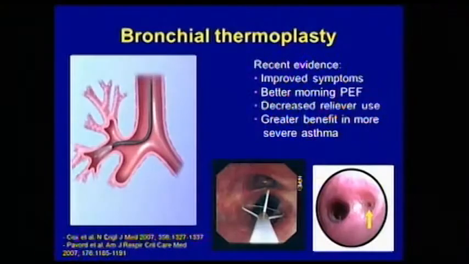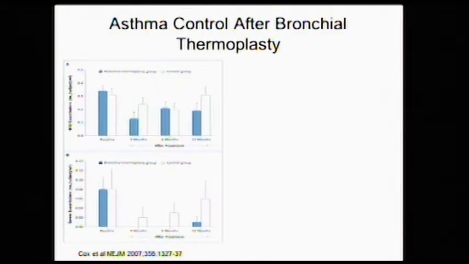I should also mention briefly bronchial thermoplasty. This treatment involves putting a heated probe into the airway and delivering thermal energy, which supposedly destroys the airway smooth muscle. It's shown to have clinically positive benefits with improvements in symptoms, lung function, reliever use, and perhaps greater benefit in patients with more severe disease. This benefit seems to be maintained over time, and there's also a significant reduction in severe exacerbations over time. People treated with thermoplasty, in blue, have a significant reduction in severe asthma exacerbations.